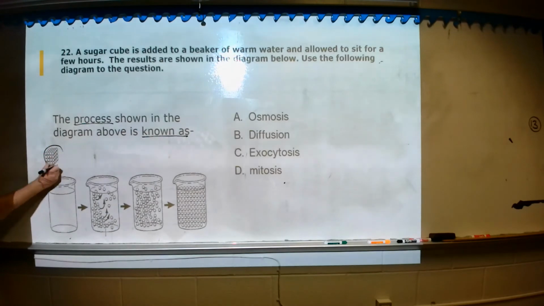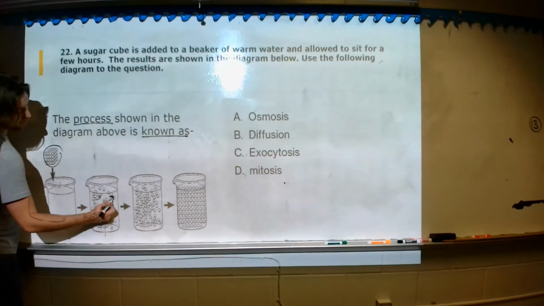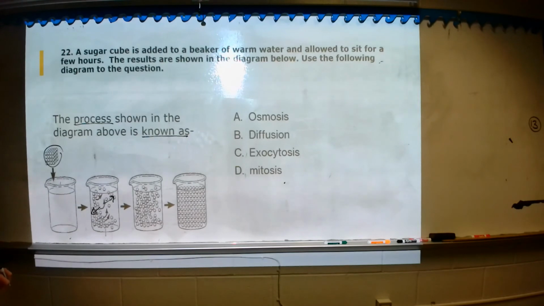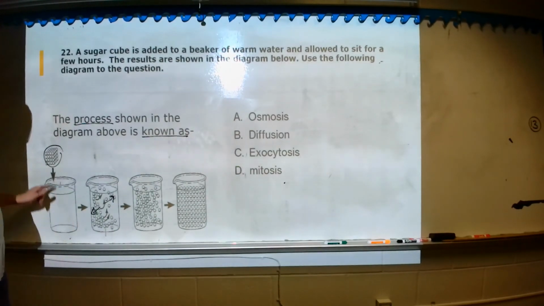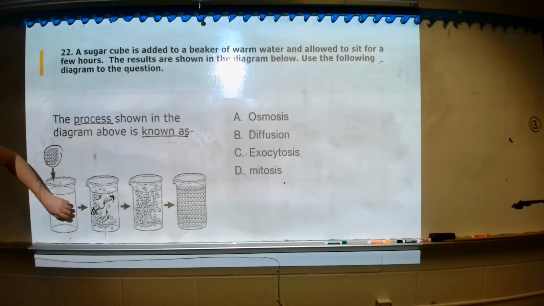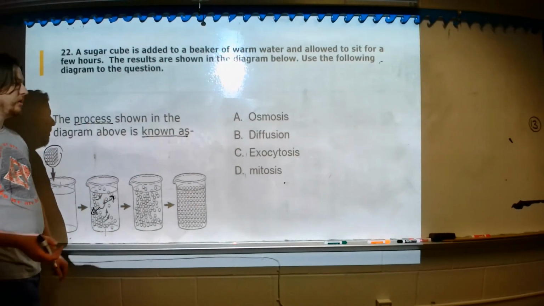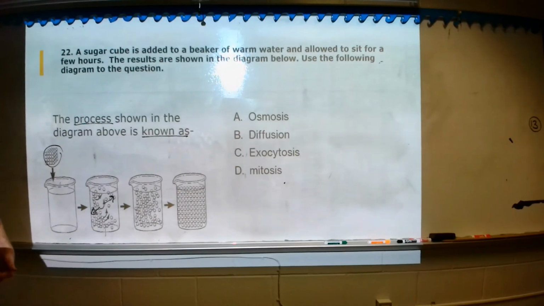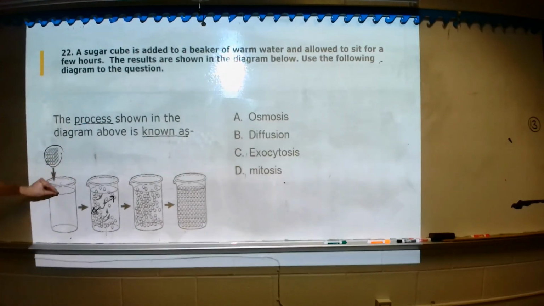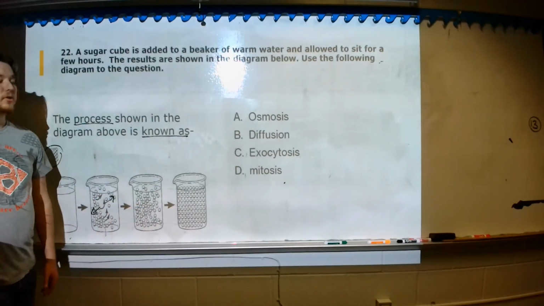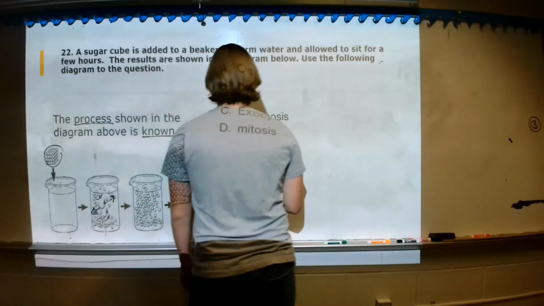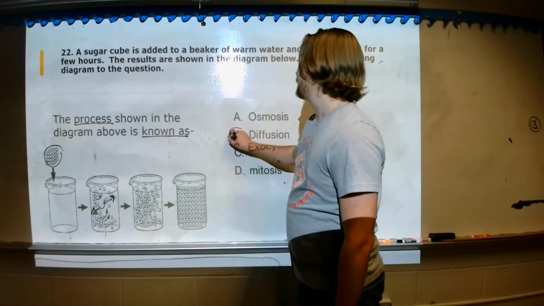Right here I've got my sugar cube, it's dropped into the water, and the sugar cube molecules spread out. So, I know no energy is involved because there's nothing going on. I can see it spreading out from high to low because there's a high concentration here, low concentration here, and it spreads out. The biggest thing I need to know is, is this the movement of water or is it the movement of particles? Well, once it's dropped in, the water doesn't move, but the particles all spread out from that sugar. So because this is the movement of particles, I'm going to go with diffusion.